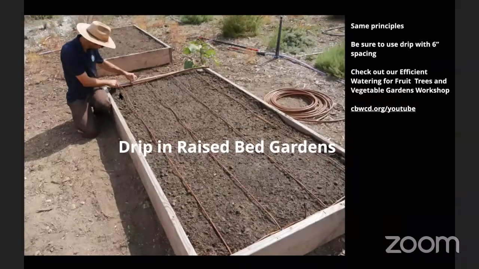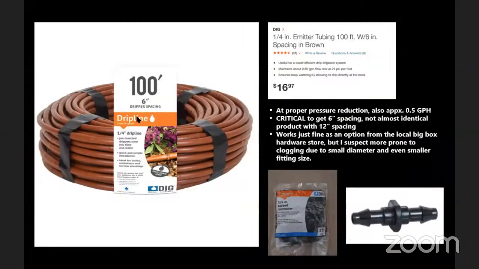And that could be obtained by there. Usually you can find that if you go with that 1/4 inch drip line. So this is also the stuff that I recommended for containers. And locally, the place to get this is at Home Depot. They're the only place I know that sells the 6-inch spacing.